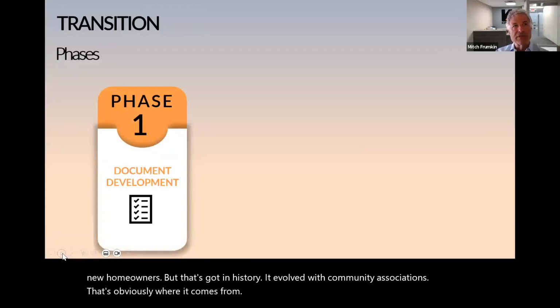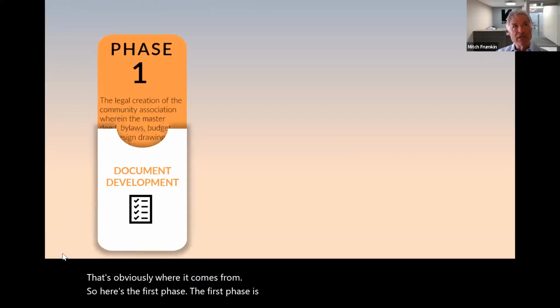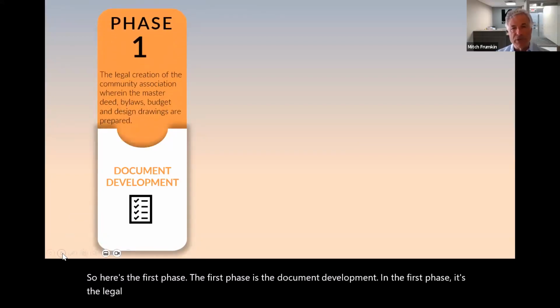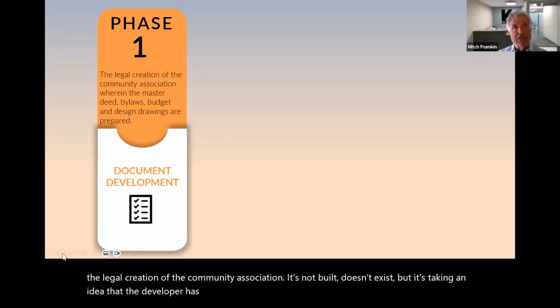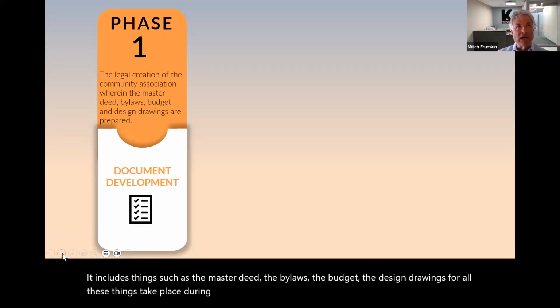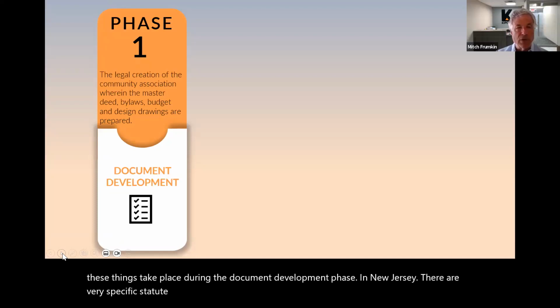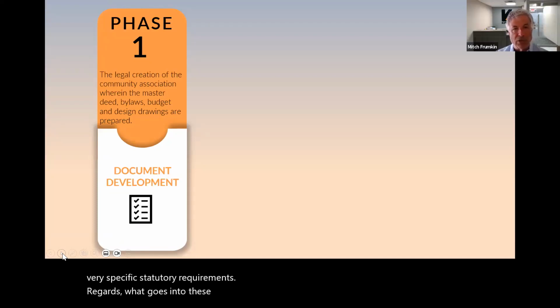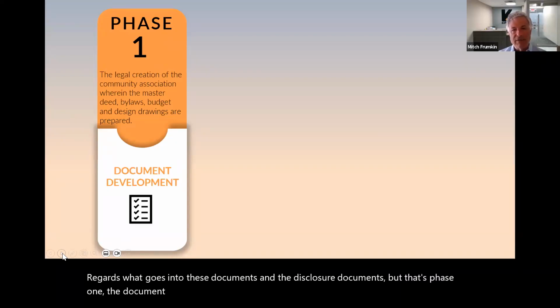So here's the first phase. The first phase is the document development. In the first phase, it's the legal creation of the community association. It's not built, doesn't exist, but it's taking an idea that the developer has and in turn creating the legal documents which create the association. It includes things such as the master deed, the bylaws, the budget, the design drawings, but all these things take place during the document development phase. In New Jersey, there are very specific statutory requirements in regards to what goes into these disclosure documents. But that's phase one, the document development. It has not even been built yet.